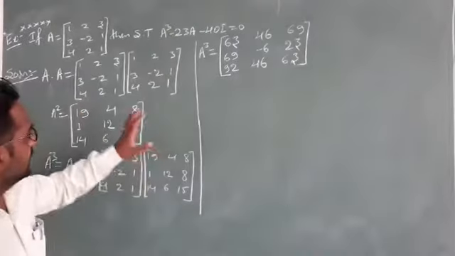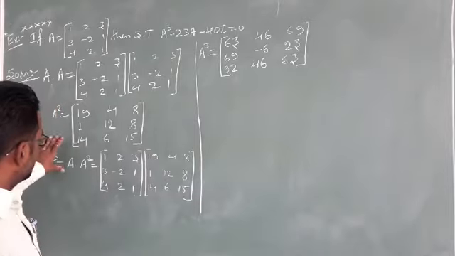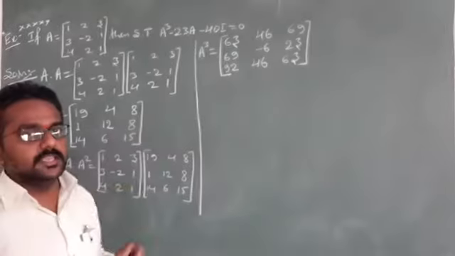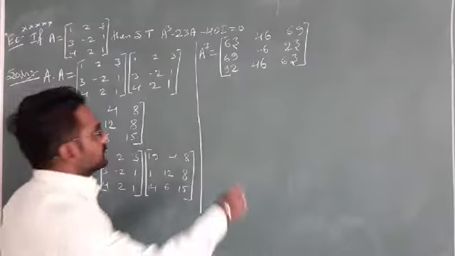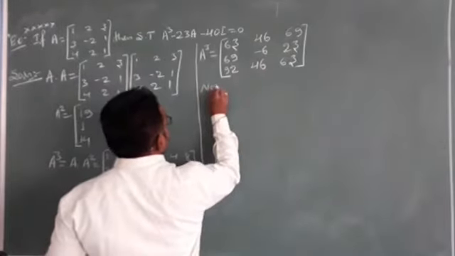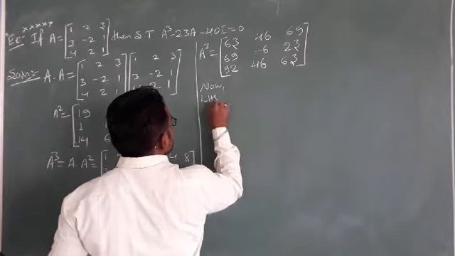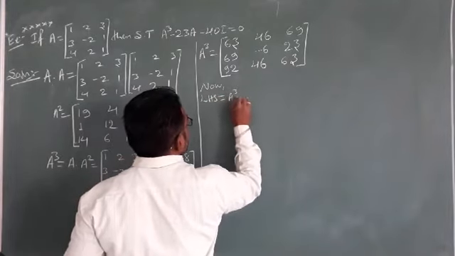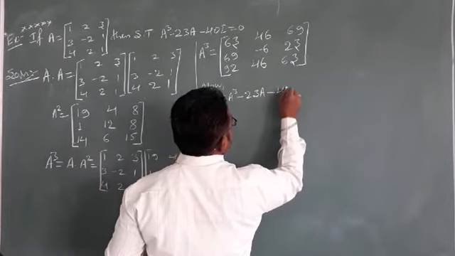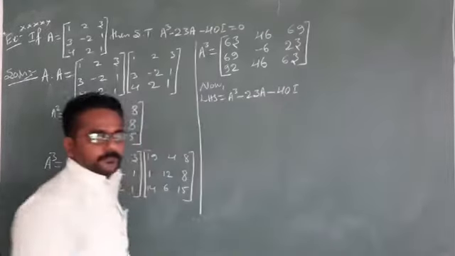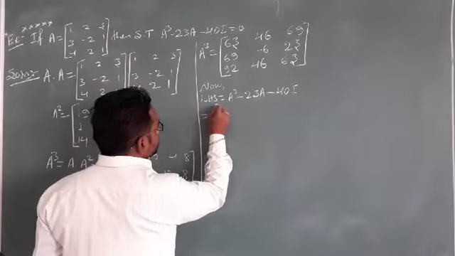Okay, so we obtained first A square, then A cube as A into A square. Next thing, friends, you have to consider the LHS part. Now LHS equal to A cube minus 23A minus 40I. What is A cube here, students?